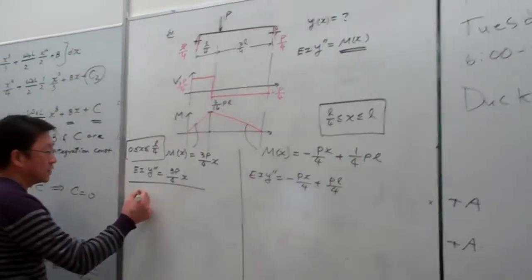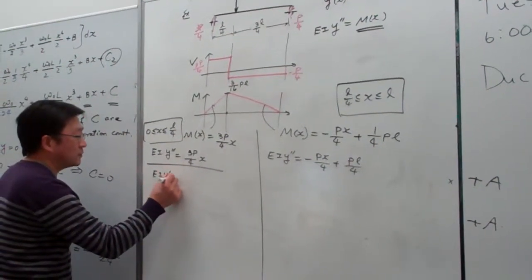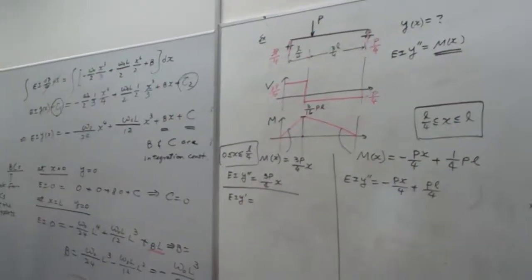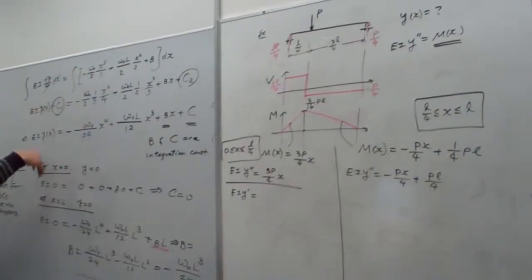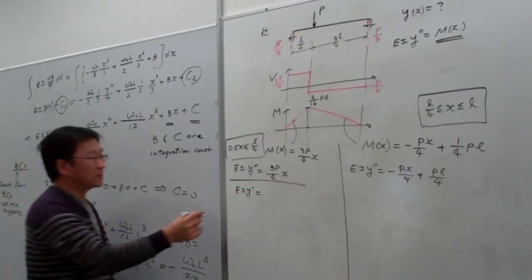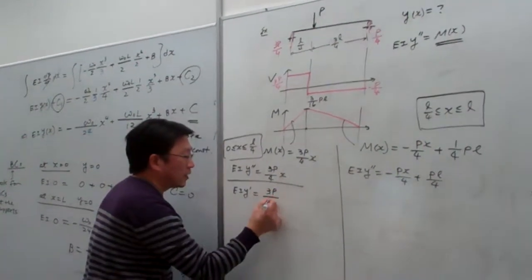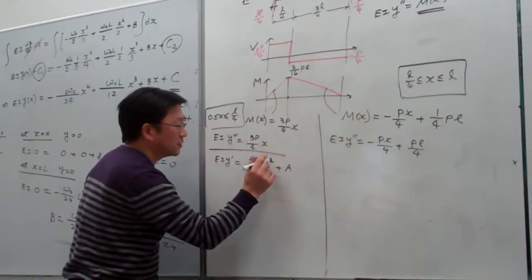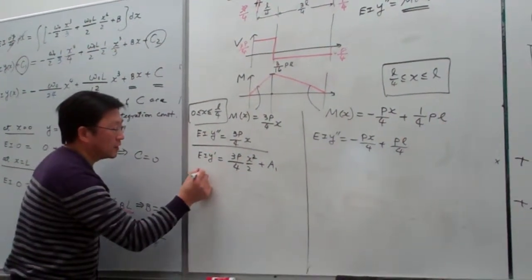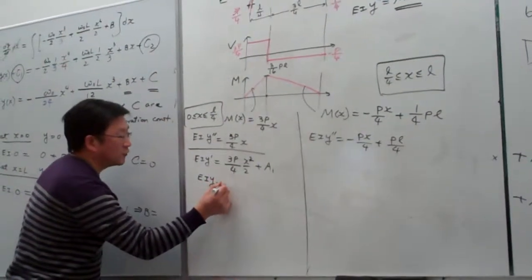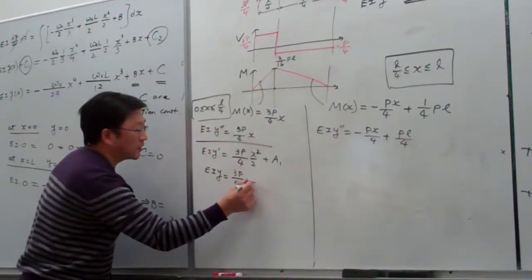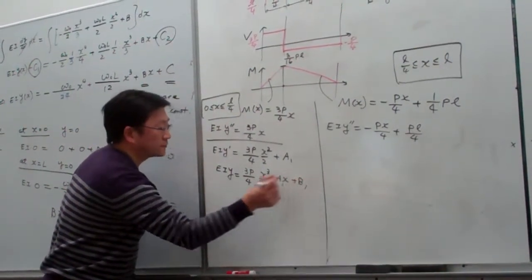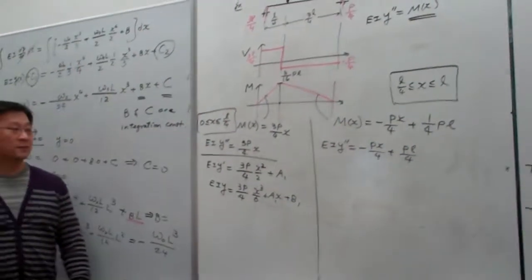So for this one, EI y prime will be equal to, here, because this is the second integration exercise, I won't write down so detailed. I just write down directly. So here is 3P/4 times 2x squared plus the first integration constant, let me call it A1. So EI y will be equal to 3P/4 times 6x cubed plus A1 x plus B1. Are we okay? So that should be very easy.